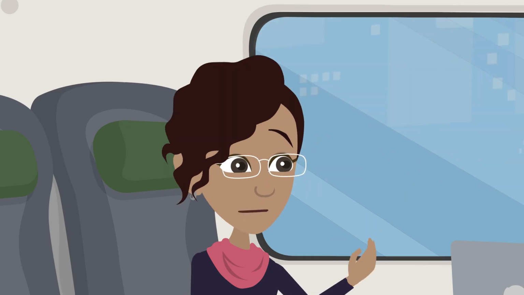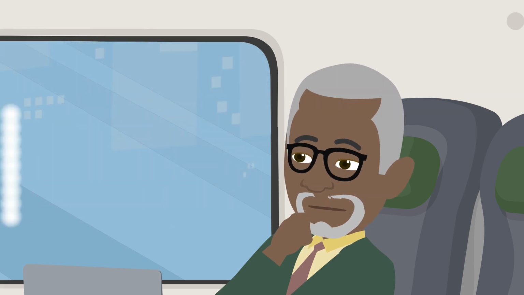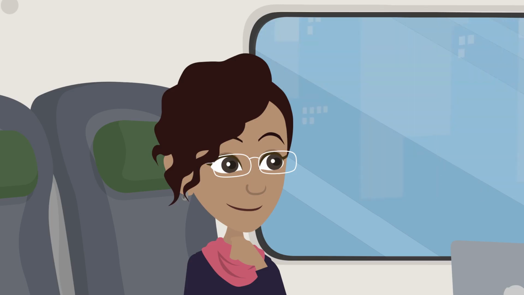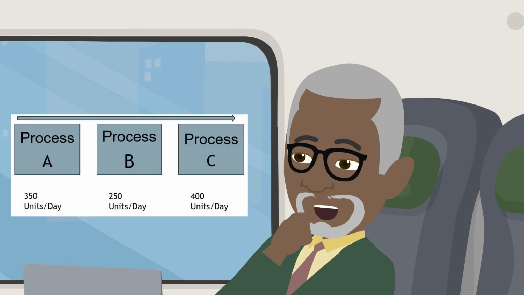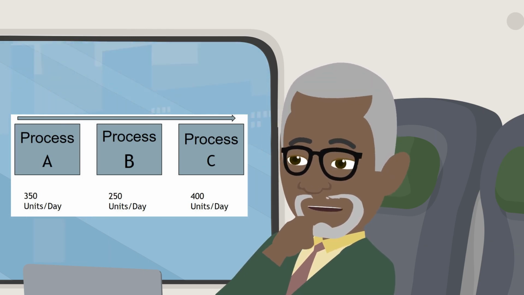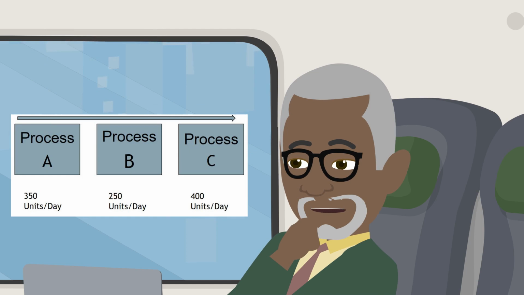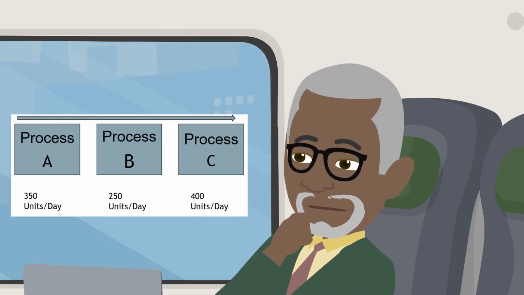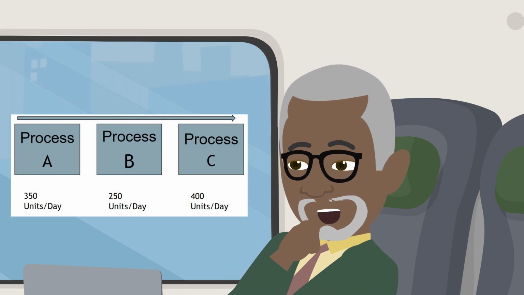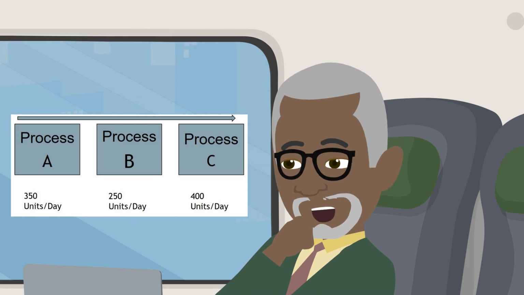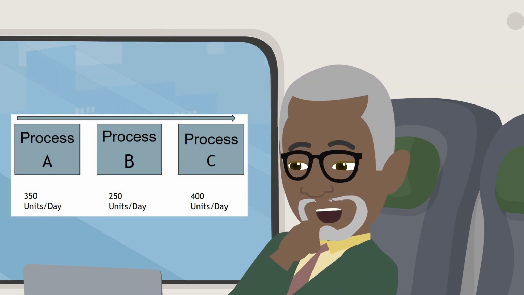Can you give me an example? Sure. Let's suppose we have 3 production processes A, B, and C. Customer demand is 300 units per day, and the units have to go through all 3 processes in order. Process A has a capacity of 350 units per day, Process B has a capacity of 250 units per day, and Process C has a capacity of 400 units per day. Process B is a constraint since it can handle only 250 units per day.